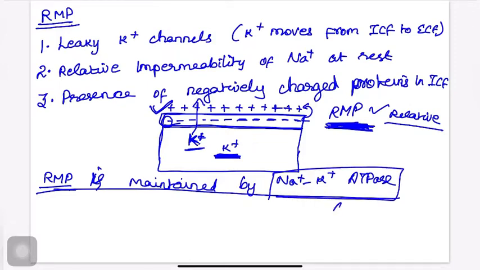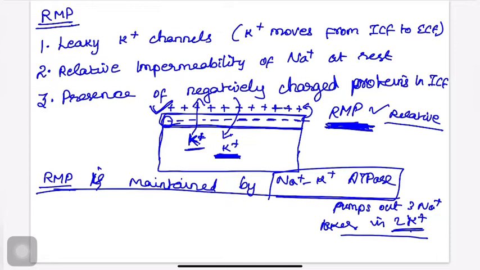As we already said, it pumps out 3 sodium and takes in 2 potassium, right? So by this, it restores the concentration of potassium inside the cell. So as the concentration of potassium is restored in intracellular fluid by sodium potassium ATPase, the resting membrane potential is maintained. But the main cause for the genesis of resting membrane potential is the leaky potassium channels.